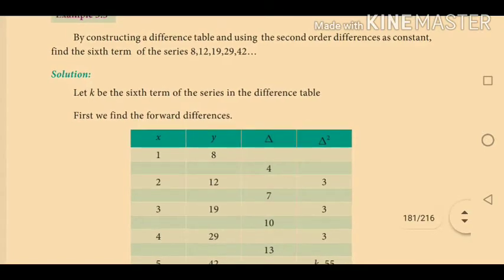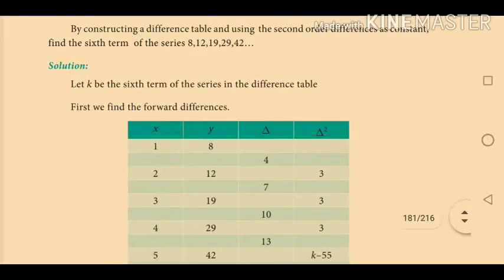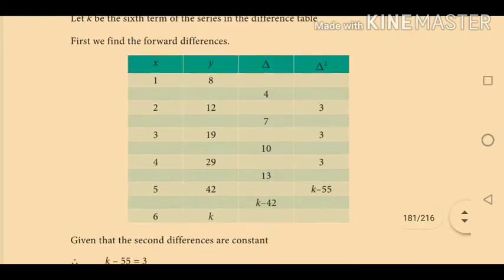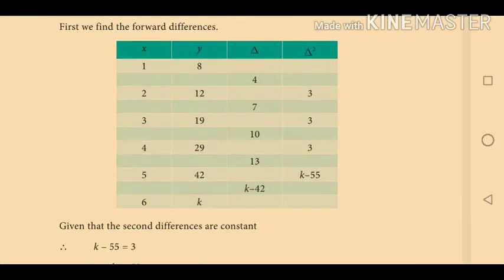Here they said that the second order difference is constant. The second order difference is delta square y. It is constant, meaning there is no change. Then we have to find the sixth term of the series. The values are 8, 12, 19, 29 and 42, which are taken as y. Therefore x equal to 1, 2, 3, 4 up to 6. Let the sixth term be k.